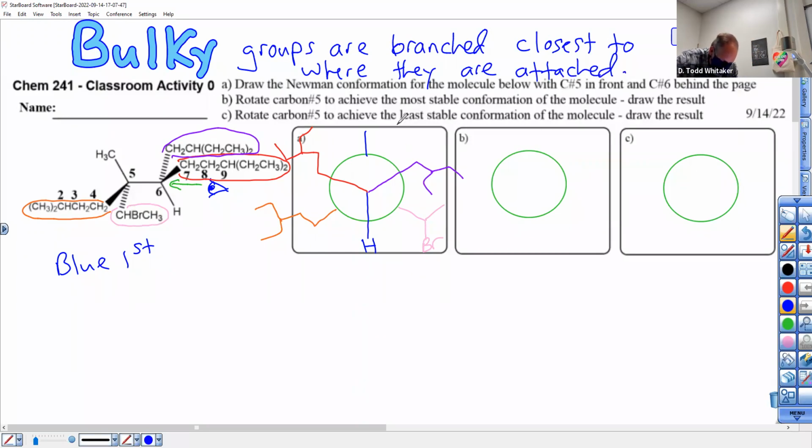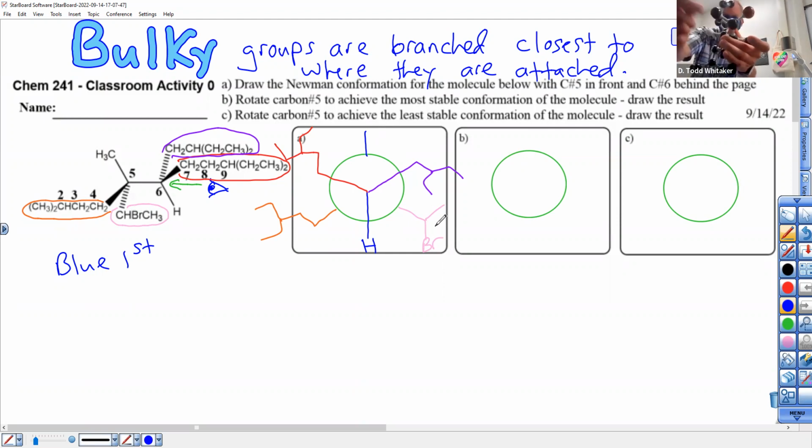Let's get the methyl out of the way. It's not bulky at all. It doesn't have any branches. It doesn't have anything else except for one C. This thing, the C that's attached to the chain, has two things on it. It has a methyl and a bromo. They're both pretty big. I've got them here. I think you'll be able to see that.